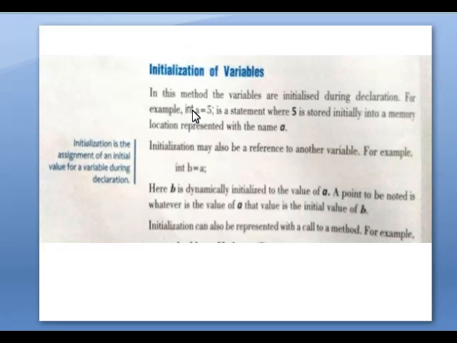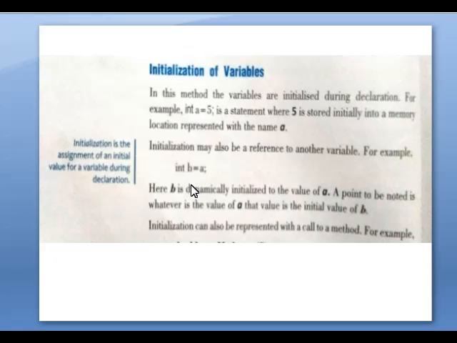In this method, the variables are initialized during declaration. So when we are writing the program, we are initializing the values of the variables inside the program. For example, a equal to 5 is a statement. Here we declare the value of a as 5, where 5 is stored initially into a memory location represented with the name a. Initialization may also be a reference to another variable.